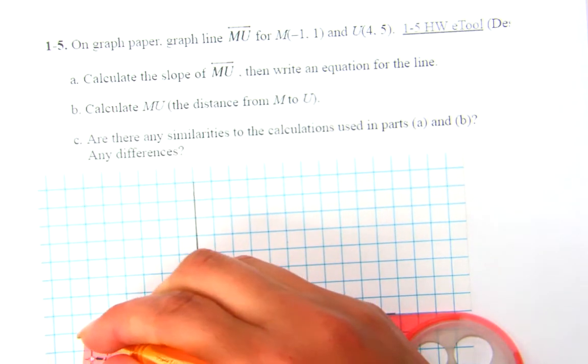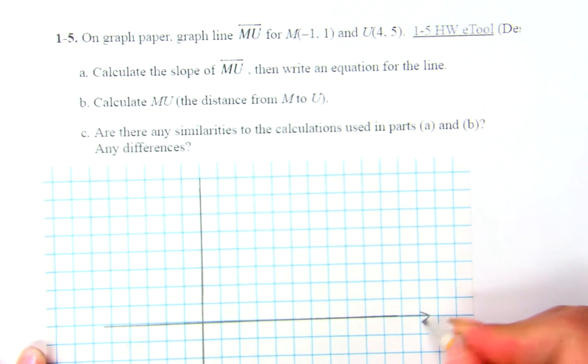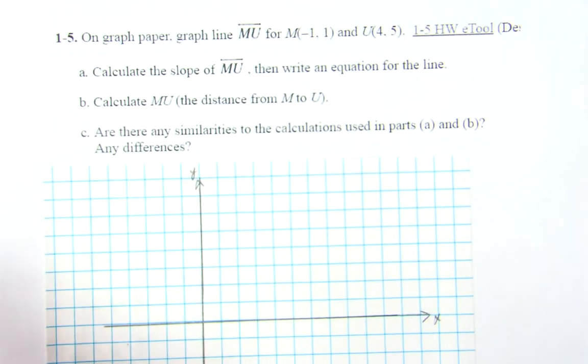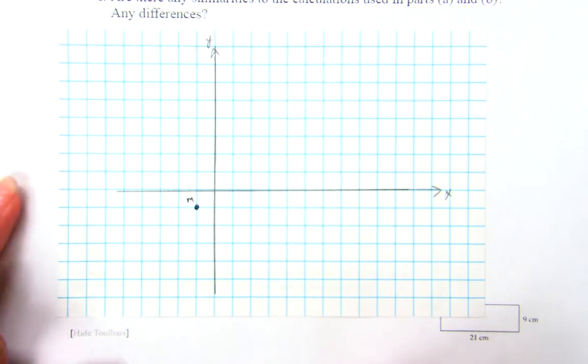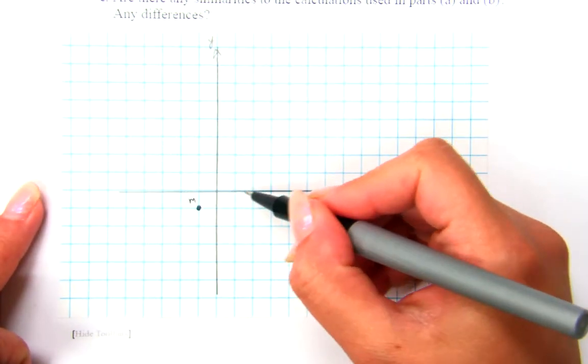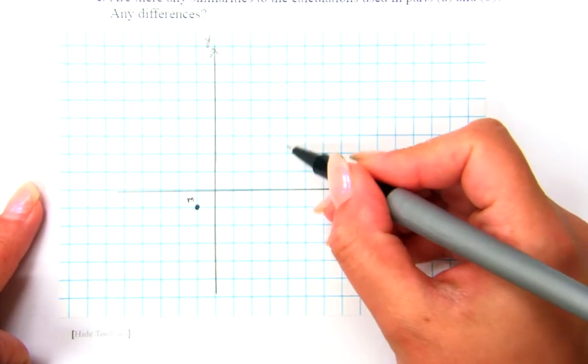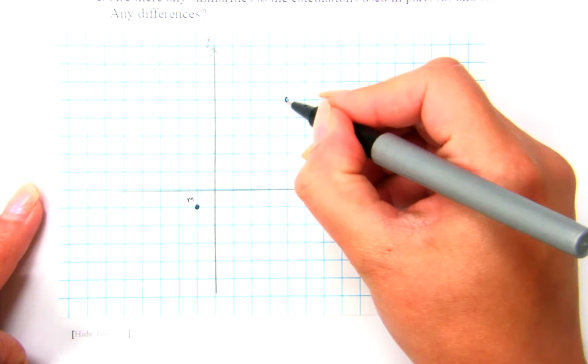Okay, and then we have negative 1, 1, so negative 1 and 1. Here's point M. And then we have point U, which is at 4 and 5. 1, 2, 3, 4. 2, 3, 4, 5. And here's point U.